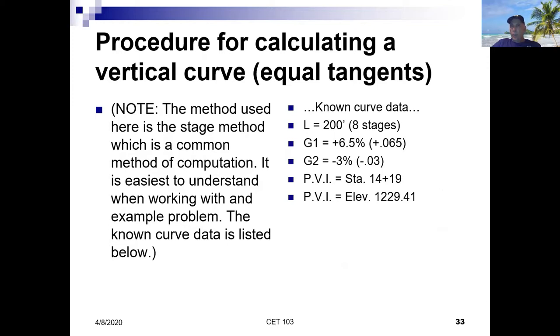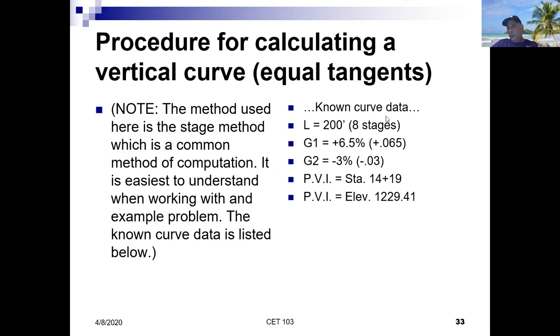The procedure for calculating the vertical curve. Now, there are several different methods of doing this. I'd like to spend a little bit of time talking to you about the process called equal tangents, where we're actually going to lay the vertical curve out in even equal segments along the curve. Some of the things to know about laying out the vertical curve using the equal tangent process is that we have to have some curve data.